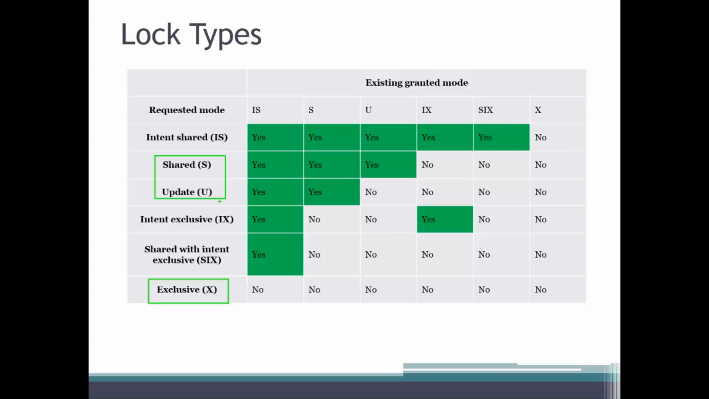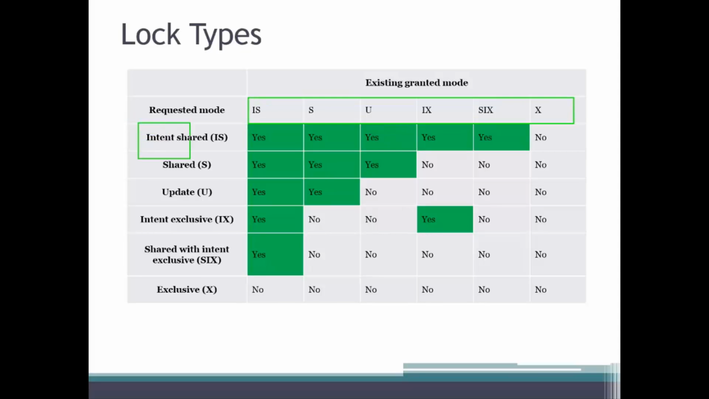What this table shows is, depending on the type of lock that's already been granted, here across the top, if someone requests the type of lock that's shown here going down the side, is that lock granted or not? So in this case, you can see if there's a shared lock that's been granted on an object, let's take an example of a row.